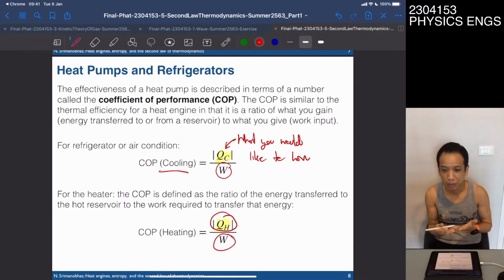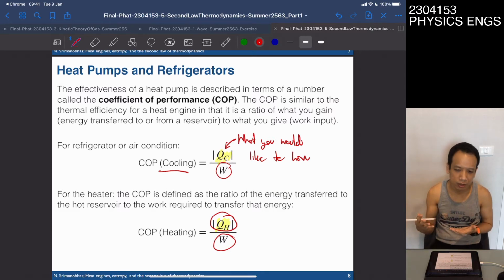because the heat cannot transfer from cold to hot without the work. So you put the work in, you get something. But for the thermal engines, the heat can already transfer from the hot to the cold. So what you would like to get is the work done by that heat engine, and what you have to give is basically the heat from the hot reservoir.